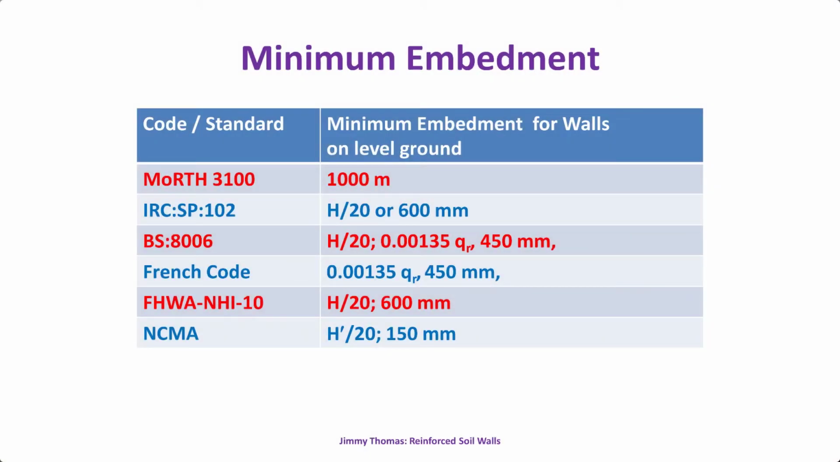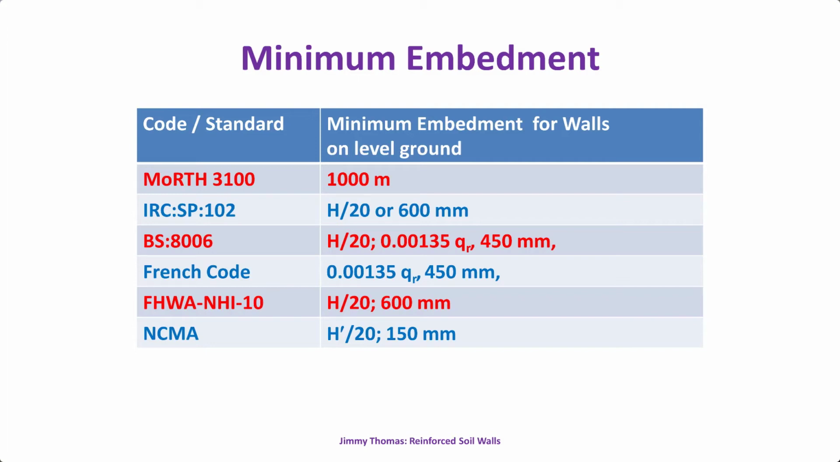So again, codes specify the minimum embedment. Normally the common one is h/20. That is the minimum. Many codes specify that. And if it is IRC, it says minimum 0.6 meter. But normally we have to go higher. There is an order of precedence. If you are building a highway structure, the MORTH specifications for roads and bridges will have the highest priority. So anyway, we'll have to go for 1 meter as the minimum.